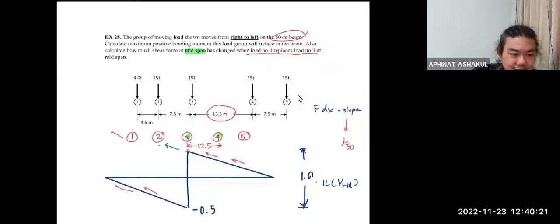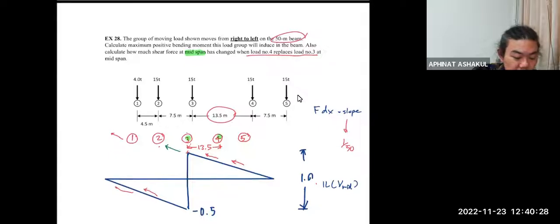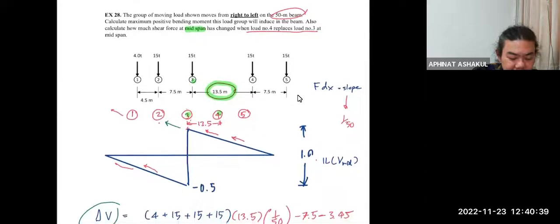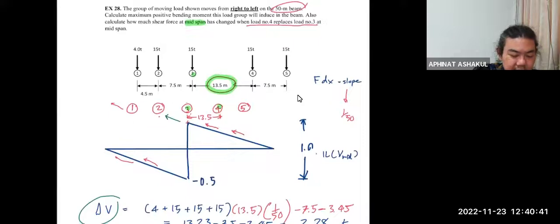So I think we have a general understanding that we have to pile it all together. When load number 4 moves to replace load number 3, the entire load group will have to move this distance, 13.5 meters. And now we know, according to the influence line of the shear at midspan, that every load not at the point of interest itself moves from right to left. Every load moves up the slope.